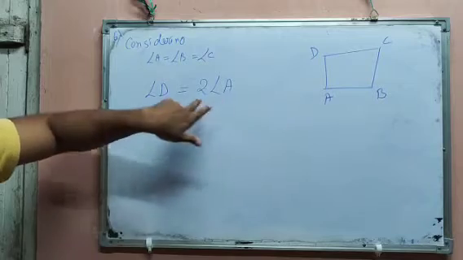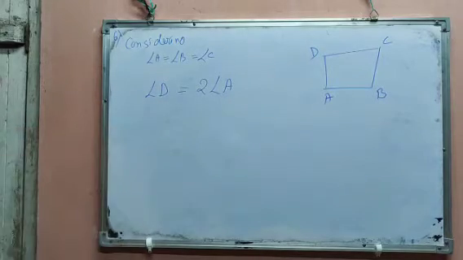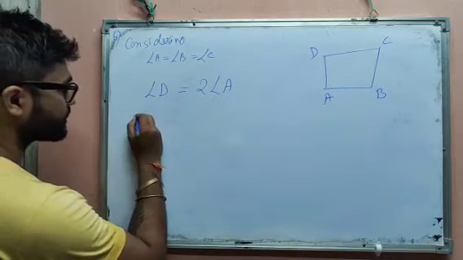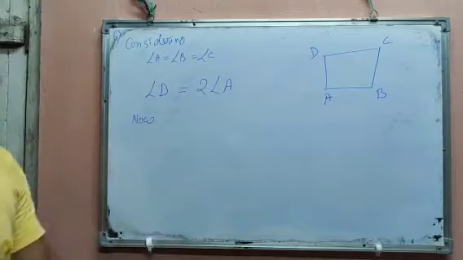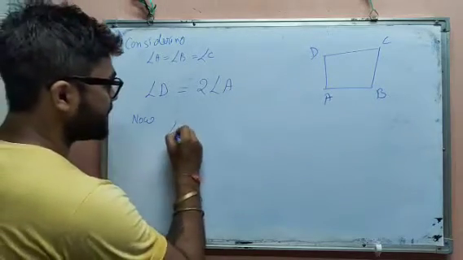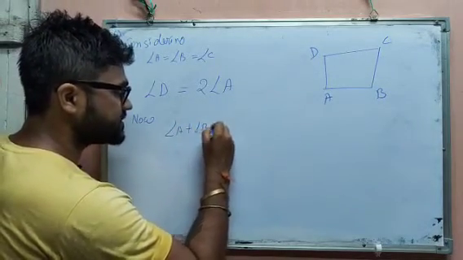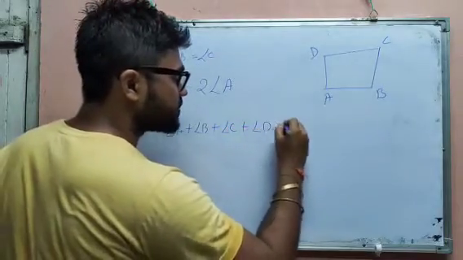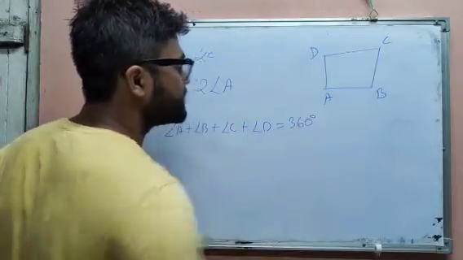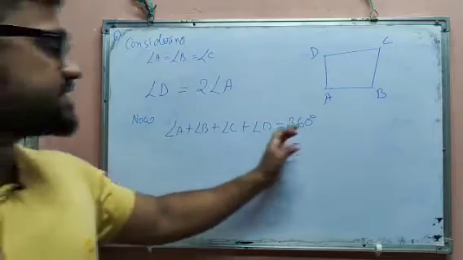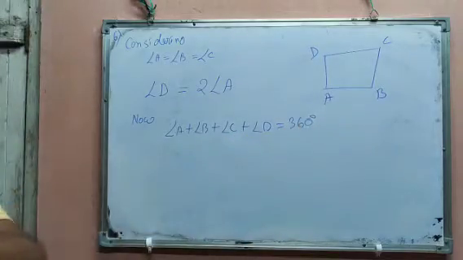Okay, and twice of A, it will be twice A, and it is D. Okay. So now the angle sum property of quadrilateral: angle A plus angle B plus angle C plus angle D equal to 360 degree. We will get what? Angle A plus angle B plus angle C plus angle D equal to 360 degree.